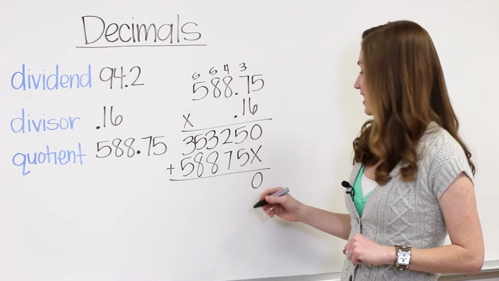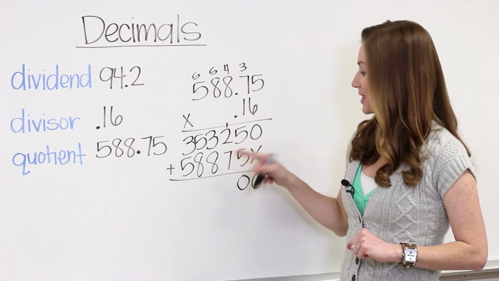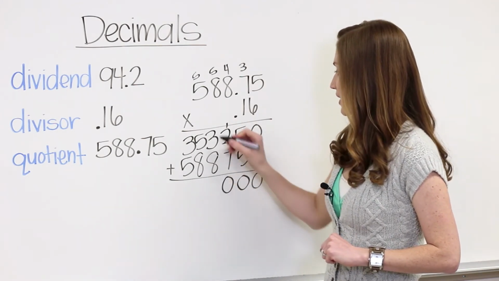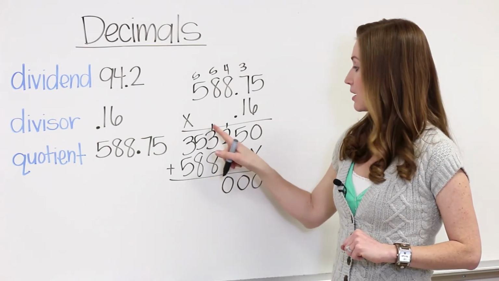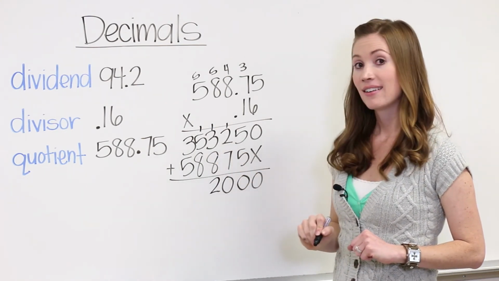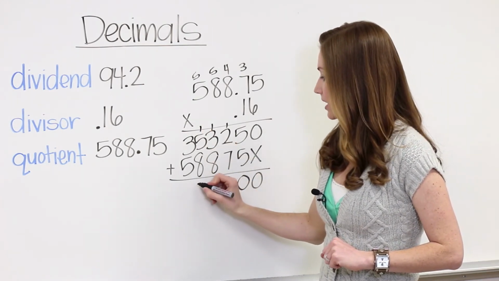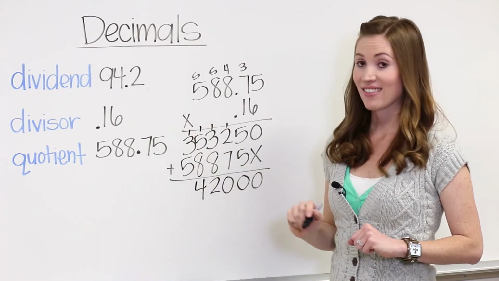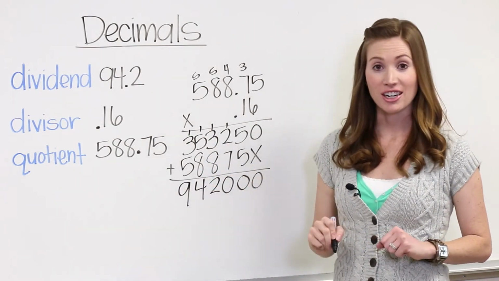5 plus 5 is 10. We write the 0, carry the 1. 2 plus 7 is 9. Plus 1 is 10. Write the 0, carry the 1. 3 plus 8 is 11. Plus 1 is 12. Write the 2, carry the 1. 5 plus 8 is 13. Plus 1 is 14. Write the 4, carry the 1. 3 plus 5 is 8. Plus 1 is 9. Now let's account for our decimal.